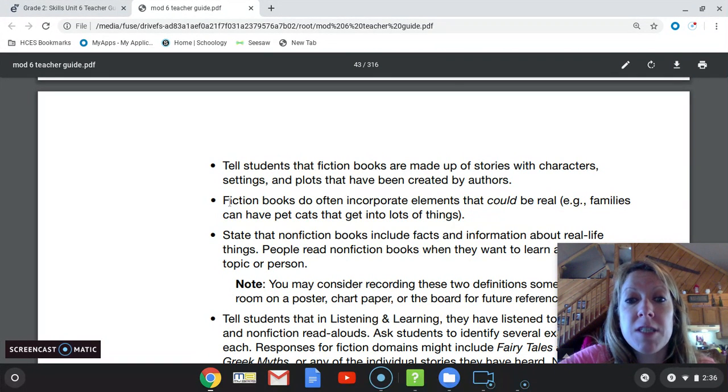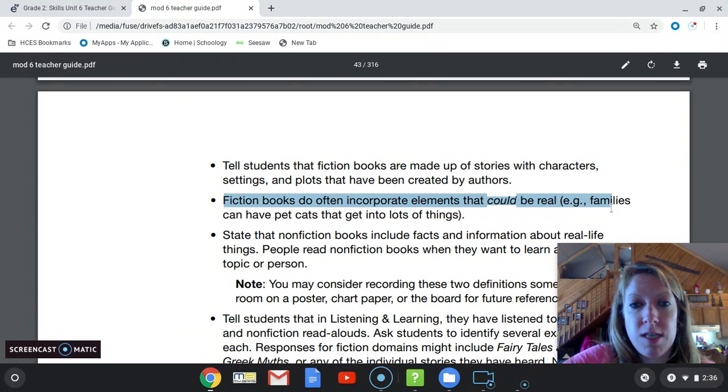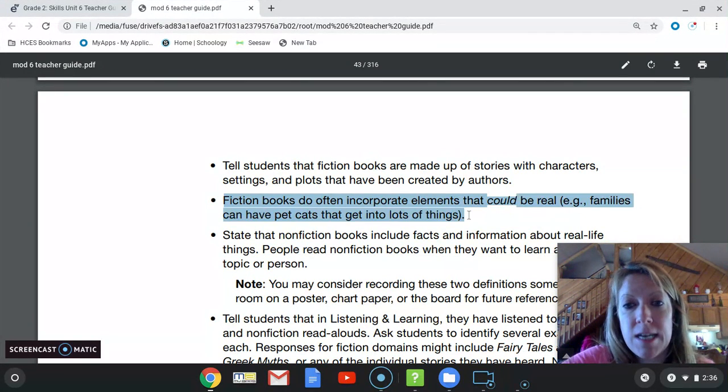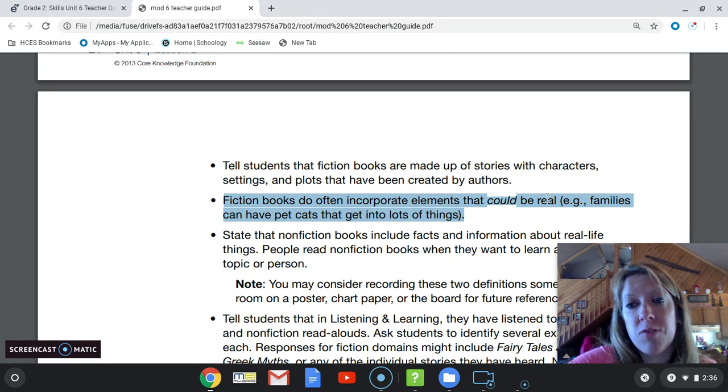However, fiction books do often incorporate elements that could be real, such as having families and pets that get into lots of things, just like The Cat Bandit. So it was based on something that could be real, but it was made into fiction.